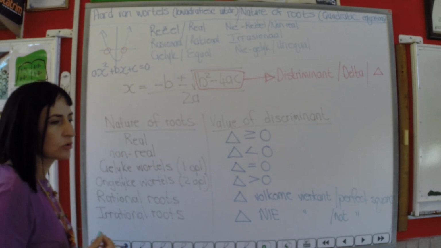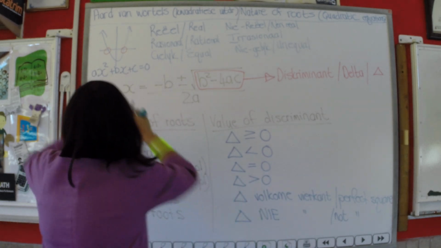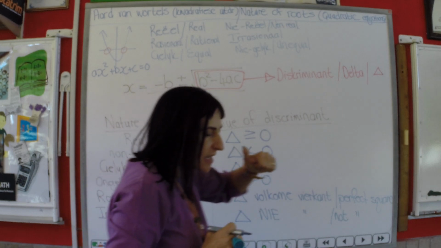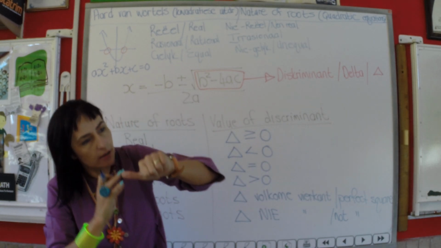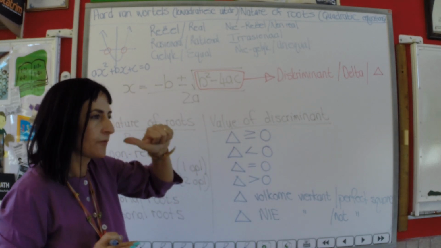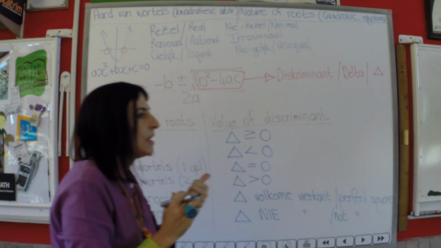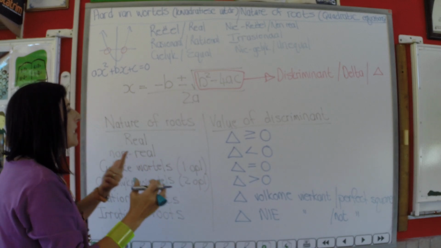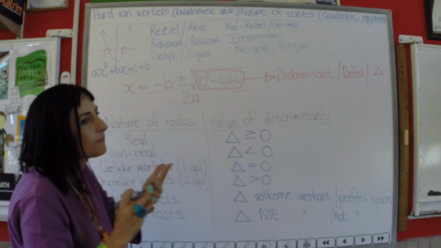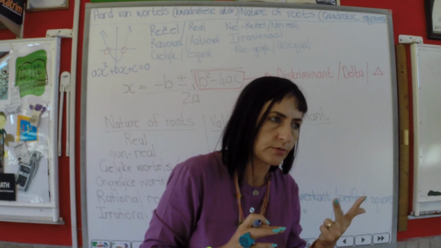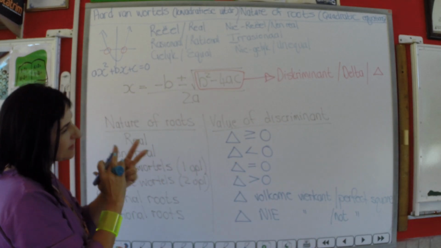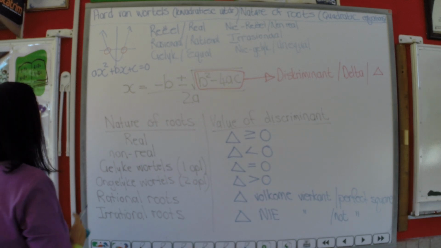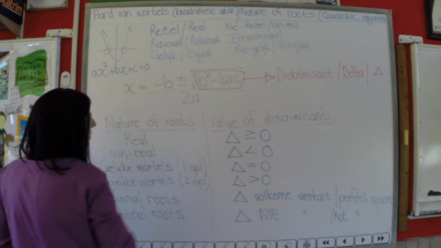Die aard van die wortels of die eienskappe van hierdie wortels, hierdie goedjies wat hier deur die x-as gaan, kan die volgende wees. Dit kan reëel wees of nie reëel. Met ander woorde, dit kan bestaan of nie bestaan. Dit kan rasionaal of irrasionaal wees. Of dit kan gelyke wortels wees of nie gelyke wortels. So there's three properties that you must be able to see when you work out the roots.